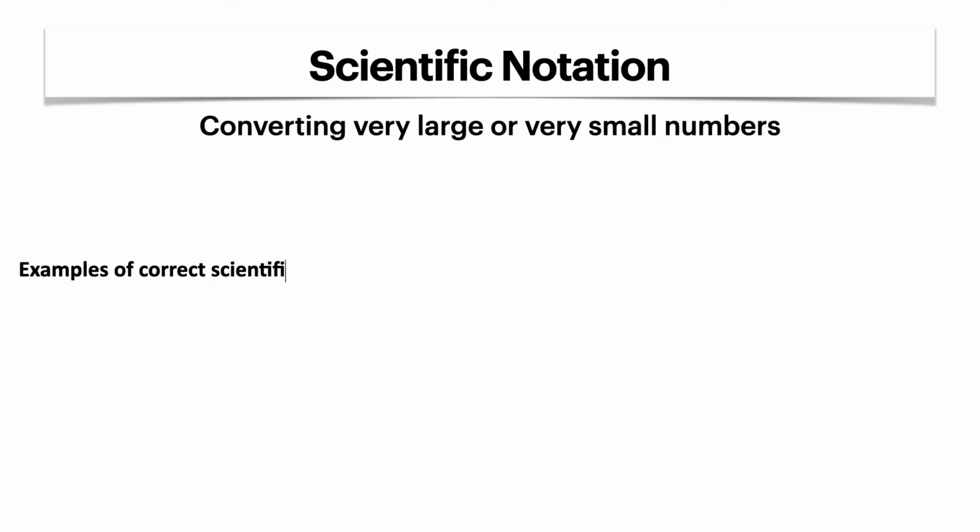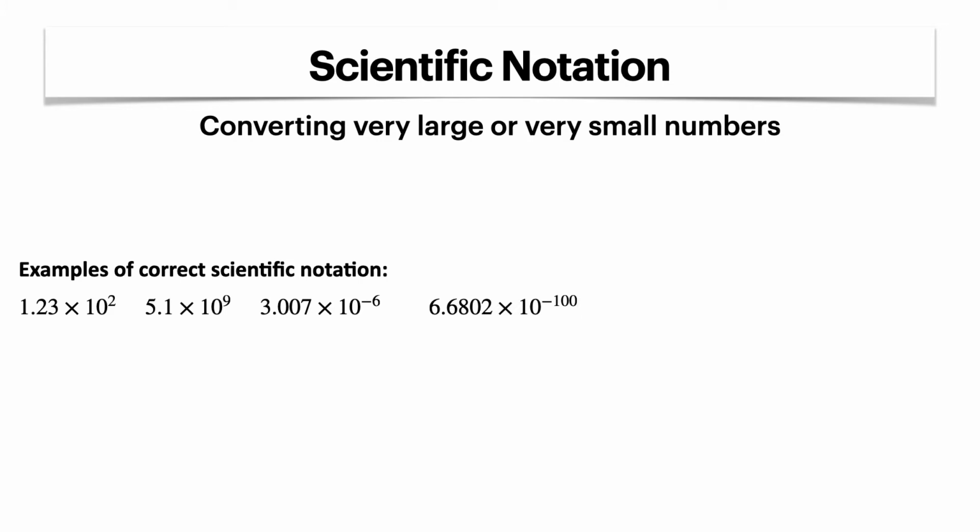Here I've written some examples of scientific notation. This is what it looks like. So 1.23 times 10 to the 2, or squared. 5.1 times 10 to the 9th. 3.007 times 10 to the negative 6. And 6.6802 times 10 to the negative 100. These are all examples of scientific notation, but I want to show you where these numbers come from.